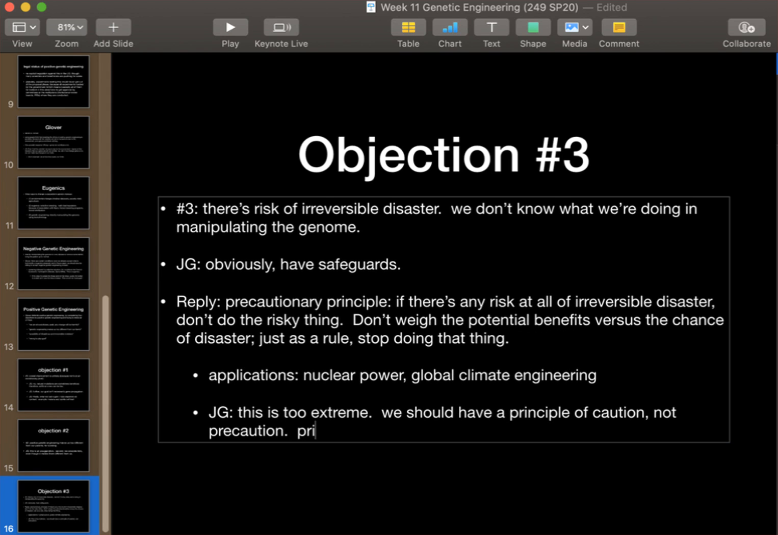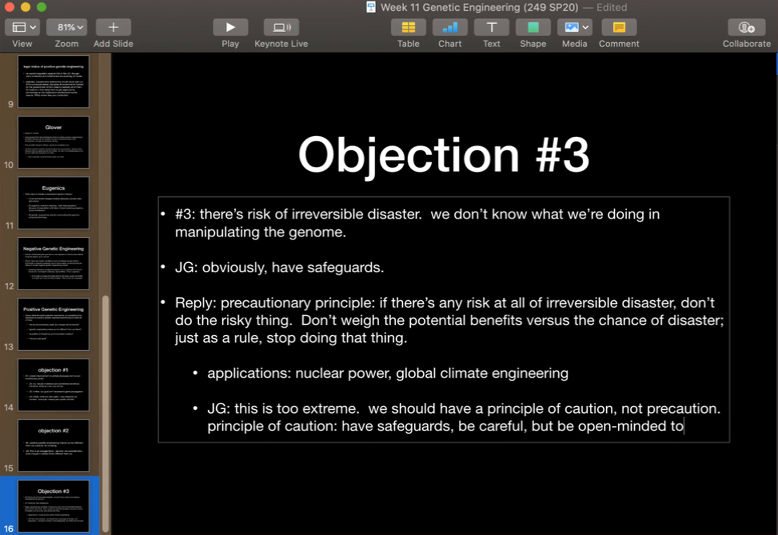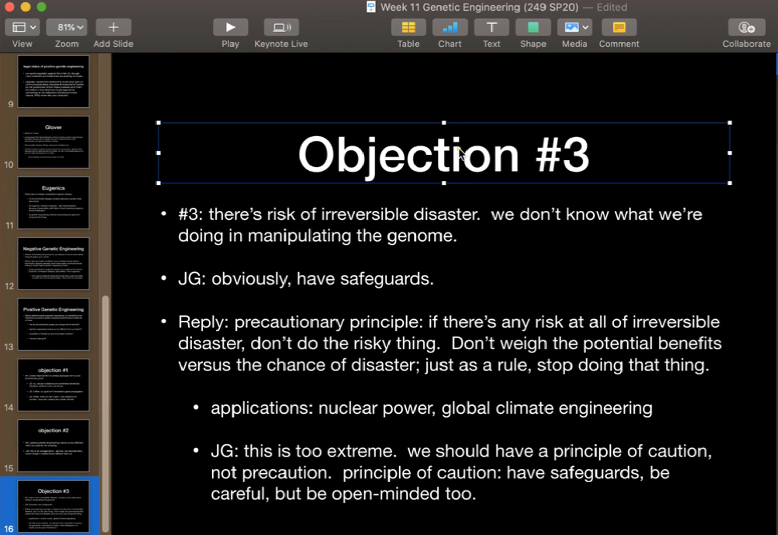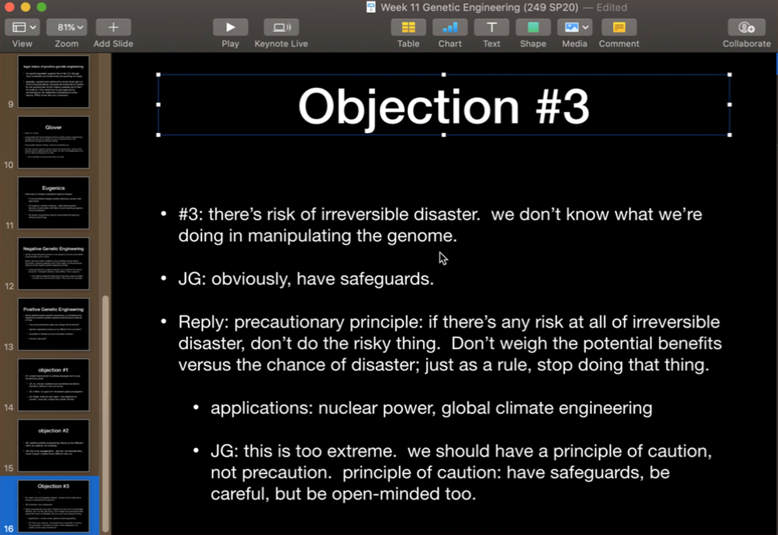The principle of caution would say, basically, have safeguards, be careful, but be open-minded too. The slide is getting a little small, so let me make this a little bit bigger.